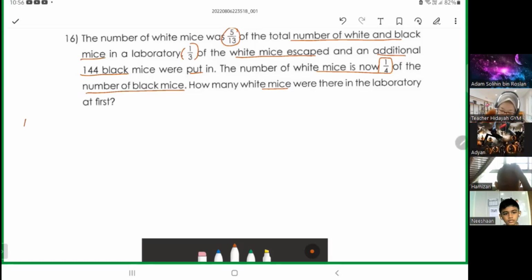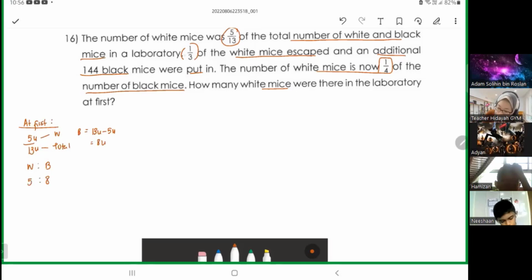So at first, we have 5/13 unit, okay? This is white, this is total. So my black will be 13 units minus 5 units, that is 8 units. Then I put the white to black, that is 5:8.